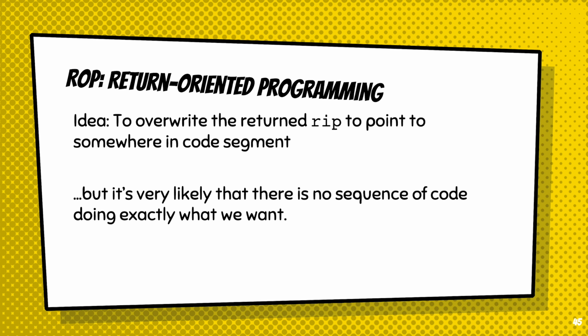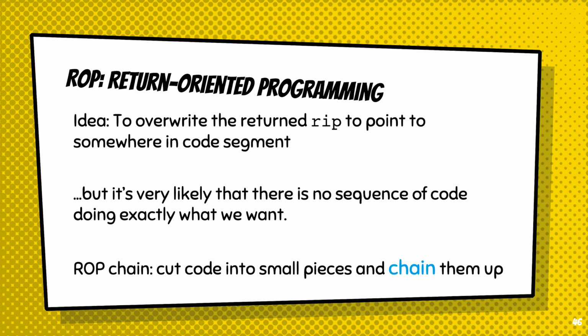However, we also know that it's very unlikely that there is a sequence that is doing exactly what we want. And this is exactly the case that we want to have shellcode. In last week's lab, there is a record function that is provided in the binary. However, it's very, very unlikely that there exists a sequence of code that is equivalent to function record if function record is not pre-coded into the program. And here comes the idea of ROP chain, which is to cut code into smaller pieces and then chain them up.